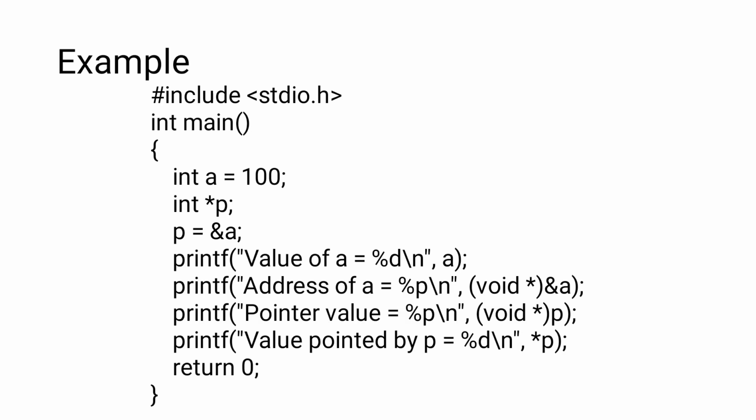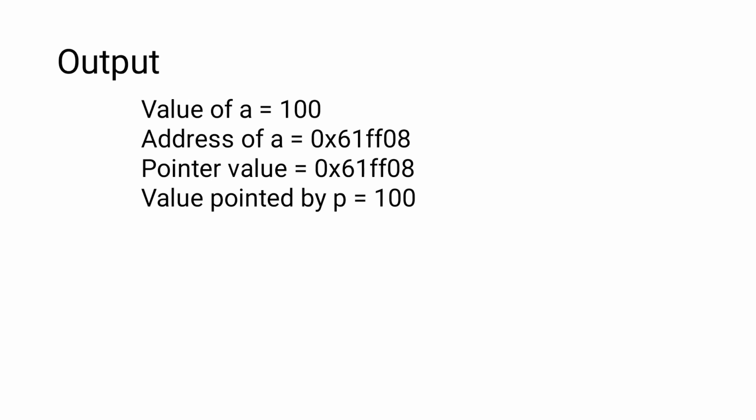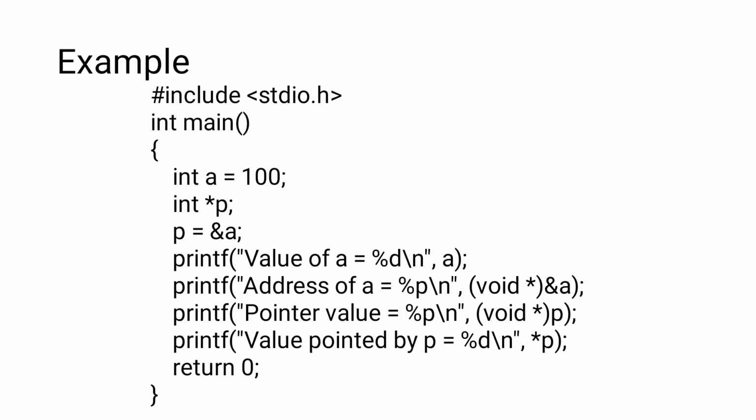Next, value pointed by p, that is equal to what is inside p. So in the memory location 61FF08 we are storing a's value 100. So that will be displayed here. This is the example for pointers.